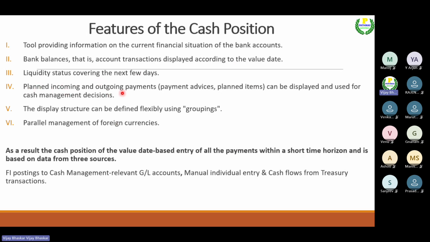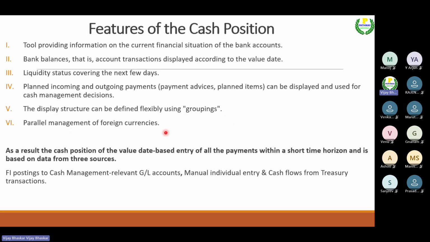Planned incomings and outgoings can be displayed and used for cash management decisions. So meaning that we can create one memo record manually. Yes, that memo record will always be populated in that report so that the management can take a decision. This is the amount which we have to clear on 30th of September. Now, the display structure can be defined flexibly using the groupings. Yes, we can do the grouping. It depends on our need.